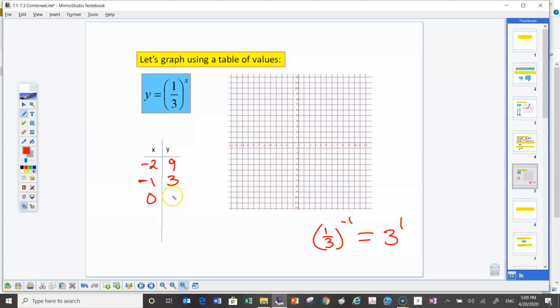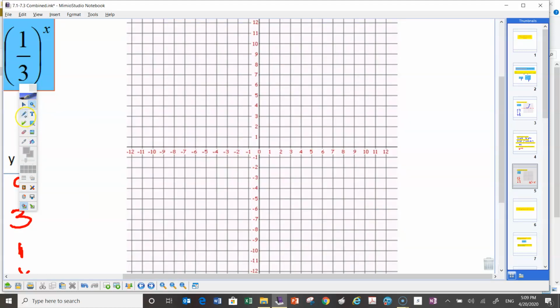If x is 0, y is 1. If x is 1, y is 1/3. If x is 2, if I square the fraction, I square the top and I square the bottom and I get 1/9. So if I draw this graph at -3, it was +9. Sorry, that was at -2, it was +9. Let me just fix that.